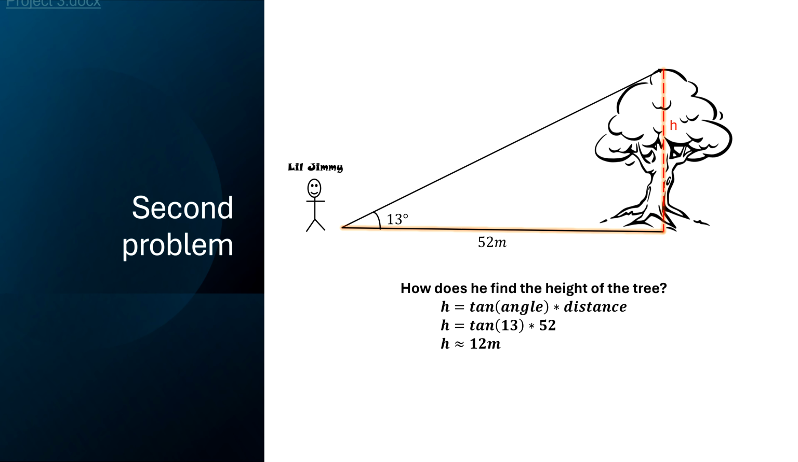There are many ways of solving this problem, all of which arrive at the same answer. But in this instance, it is easiest to use the tan function, since we don't actually need to find the value of the hypotenuse. All we have to do is plug the angle into the tan function and multiply this ratio by the distance that Jimmy has gathered. And there we have it, 12 meters high.